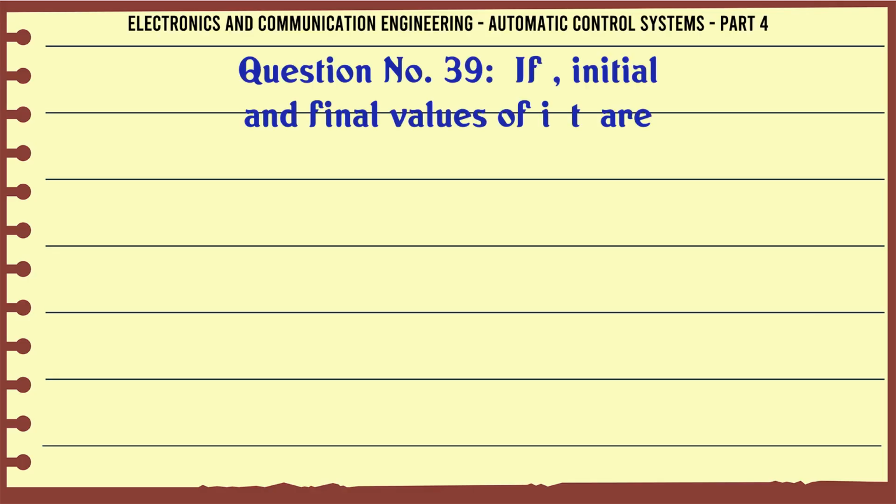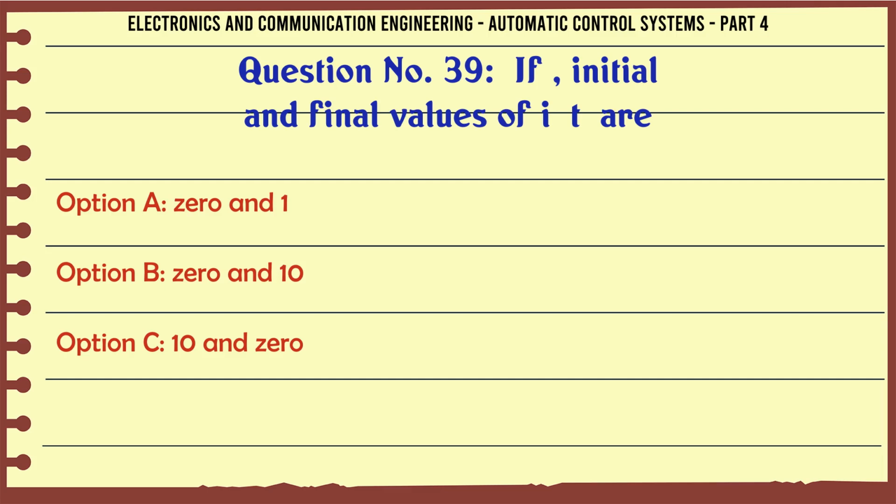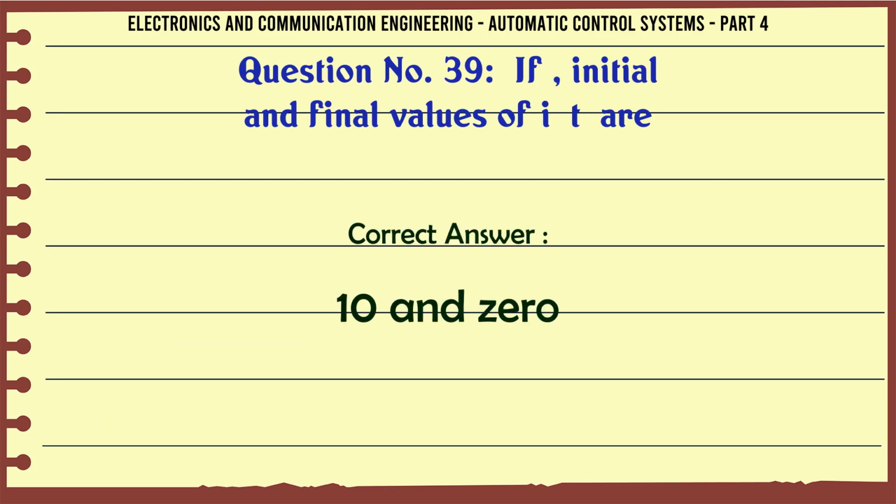If initial and final values of i(t) are: A. 0 and 1, B. 0 and 10, C. 10 and 0, D. 70 and 80. The correct answer is 10 and 0.